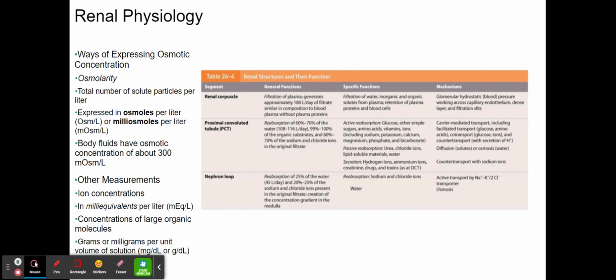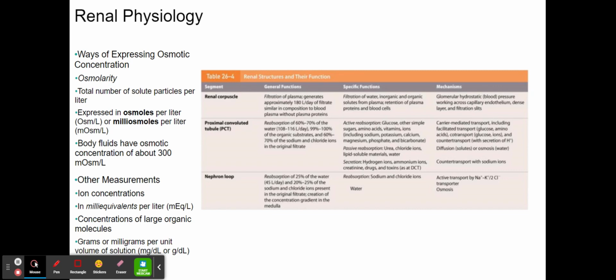In a clinical setting, the osmolarity of urine is often reported as osmolality, expressed as milliosmoles per kilogram of water. When discussing osmotic concentrations in body fluids, these terms are often used interchangeably. Ion concentrations are often reported in milliequivalents per liter. Milliequivalents indicate the number of positive or negative charges in solution rather than the number of solute particles.